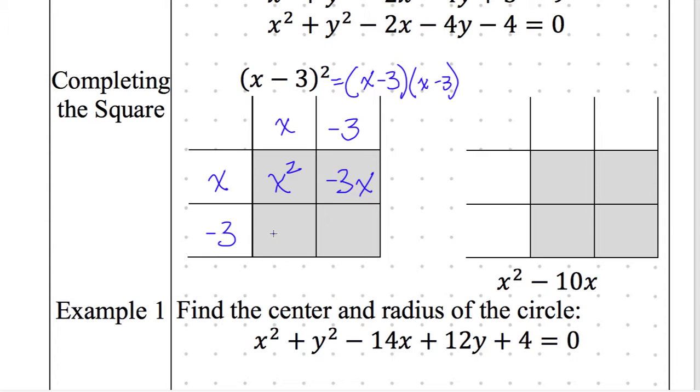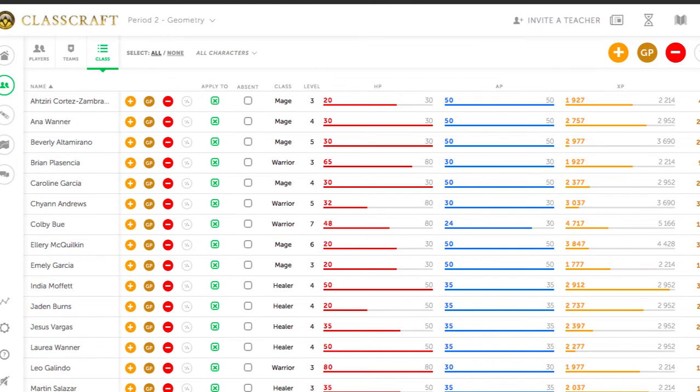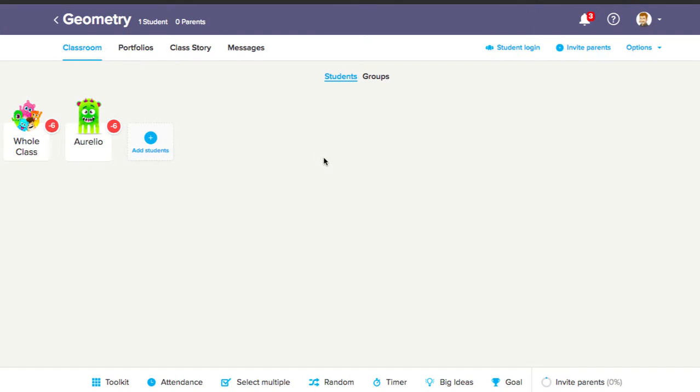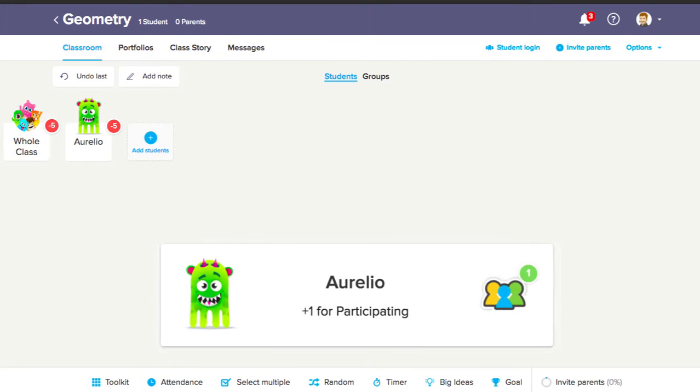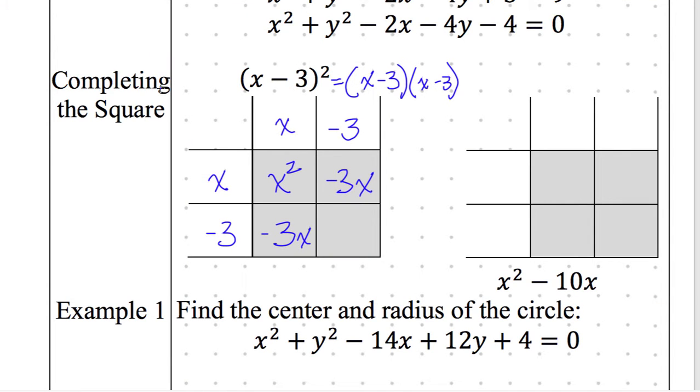Aurelio, say it again. It is indeed the same thing. Aurelio, you can turn in your card. It is negative 3x. It is the same thing. These two are the same thing. All right, so Aurelio, you are in Classroom Dojo. There you are. Why is it not clicking? There we go. Participating. All right, and Aurelio, your marble is in.